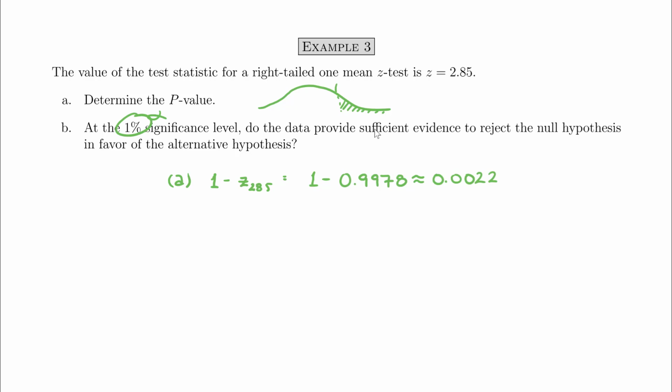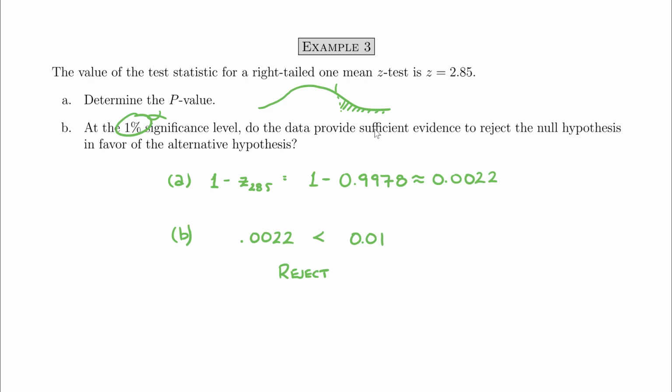At the 1% significance level, so there's our alpha, do the data provide sufficient evidence to reject the null hypothesis in favor of the alternative? For this one, if p is less than alpha, we will reject the null hypothesis, and if p is greater than alpha, we will not reject. Here our p-value is 0.0022, and we compare that to our alpha, which is 0.01. We see that our p-value is in fact less than alpha, so we will reject the null hypothesis.